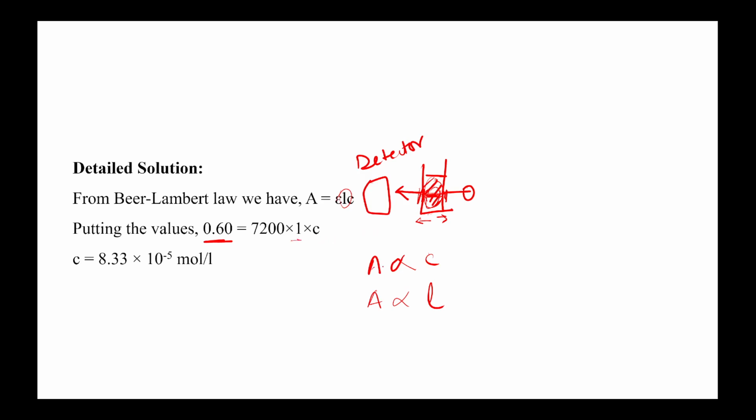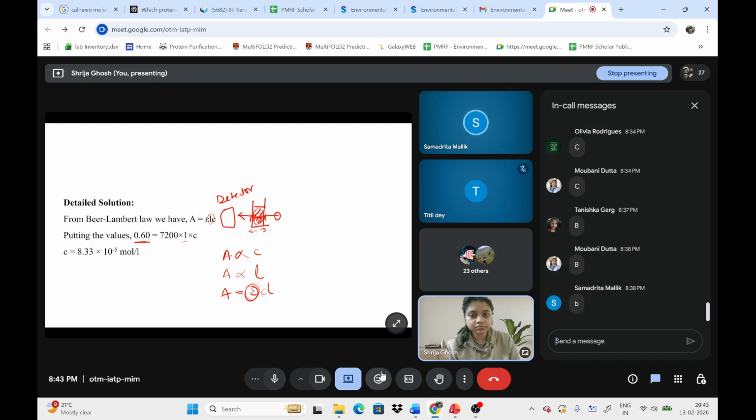And when A is proportional to C and A is proportional to L, when we write it in equation format, we generally write a proportionality constant. So A is proportional to C, A is proportional to L, and the constant that we are introducing here is the molar absorptivity constant. That is a constant value for every sample. Is that clear? Yes, ma'am.